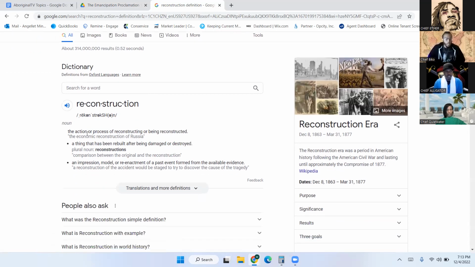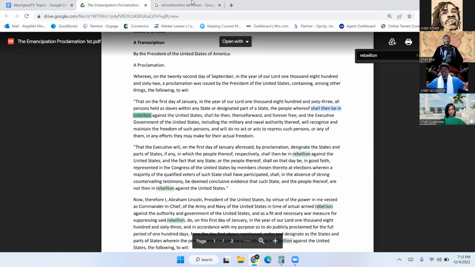First point on the definition: the action or process of reconstructing or being reconstructed. That's lying. So when we think about this Emancipation Proclamation, think about what we know as segregation. These Europeans were not allowing you to be in their towns. So through the Daughters of the Confederacy, which is a nonprofit organization, they were able to raise money and build all these statues, right, to build this lie.